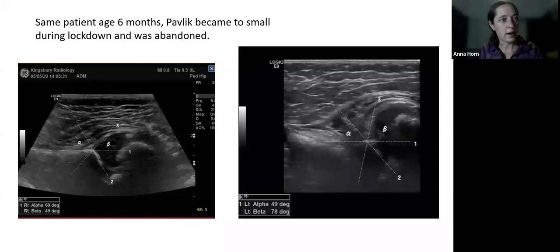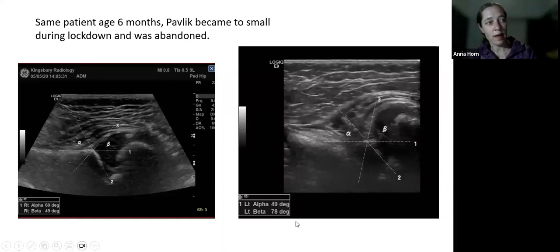Okay. So now, Peter, we're still busy. This is the same patient, age 6 months now. There was COVID. The fabric became too small, and it was abandoned. So now she's 6 months old. And you can see on the right hip, the alpha angle is 60, so that's good, and the beta angle is 49, so that's still normal.